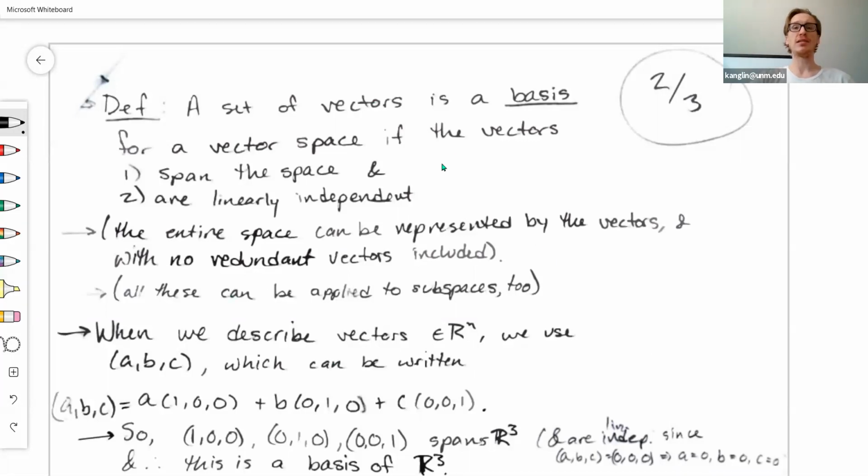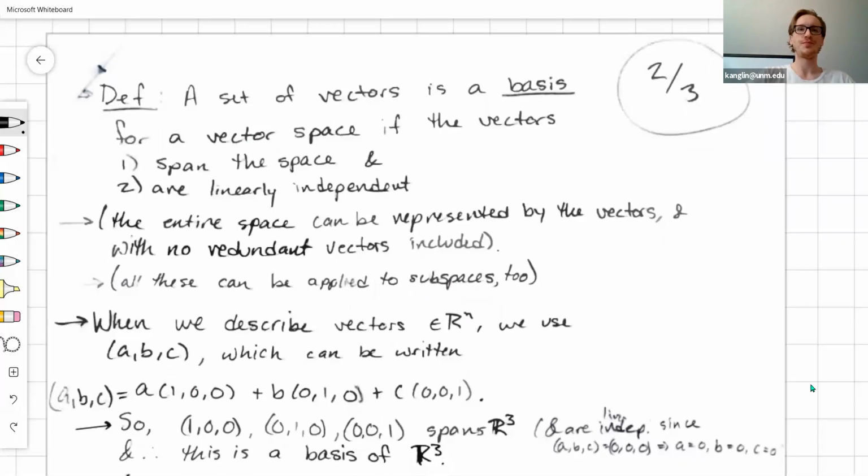Okay, so the idea of a basis, though, is that we want a set of vectors to span the space so we can reach everything, and to be linearly independent so we can't do away with any vectors in our set and still span the space. Now, the entire vector space that we have a basis for can be represented by the vectors of the basis with no redundant vectors included. That was the linear independence part. And remember, subspaces are a type of vector space, so this concept applies to subspaces as well.